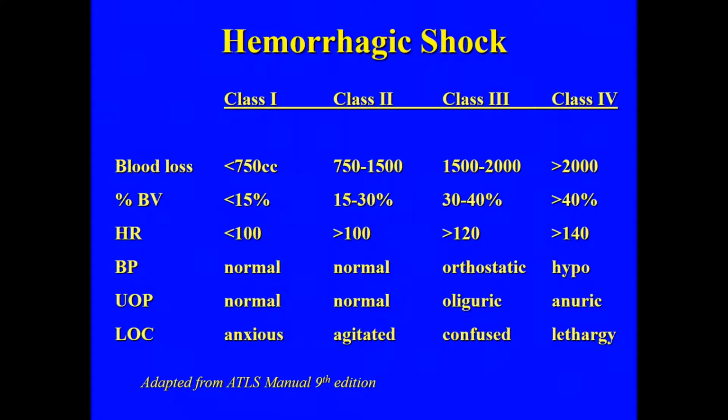In class 3 shock, or up to 40% of circulating blood volume lost, or up to 2 liters in blood volume, resting heart rate is extremely tachycardic. Blood pressure is characterized as orthostatic hypotension. The patient is frankly oliguric, and the mental status is confused. Beyond 2 liters passes into class 4, or most severe shock, with loss of greater than 40% of the blood volume and resting tachycardia, hypotension, anuria, and lethargy.